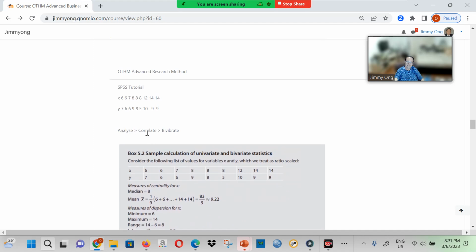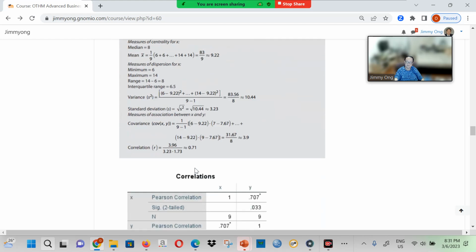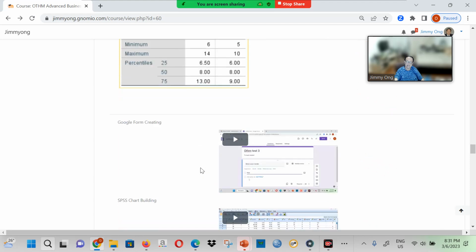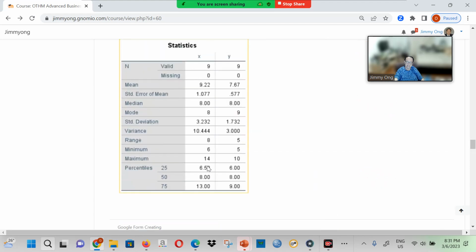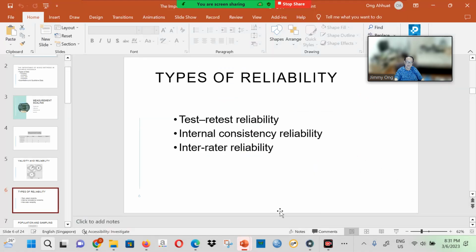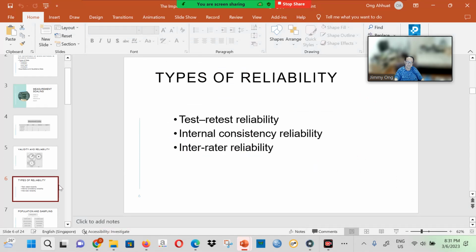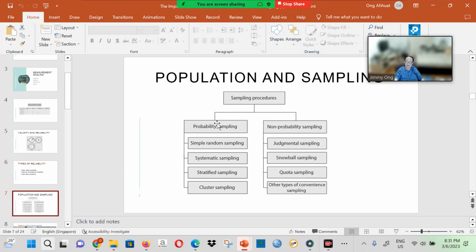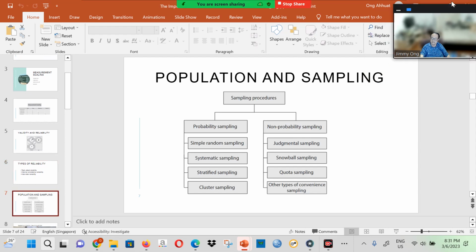You can analyze, you can correlate, you can do bivariate analysis. So you must know what bivariate data is, right? Later I will show you this one first. Later. Okay, let's continue this one. You can retest your variables. And you must understand this, please.